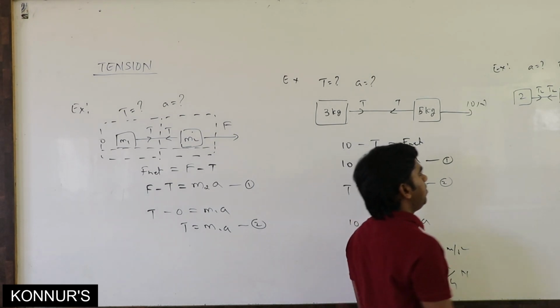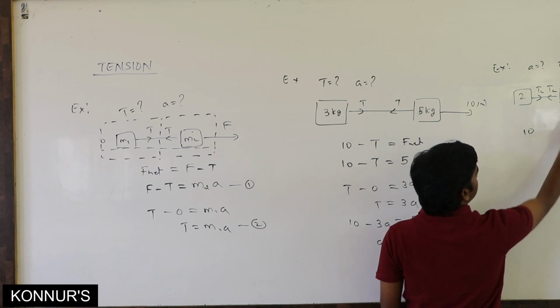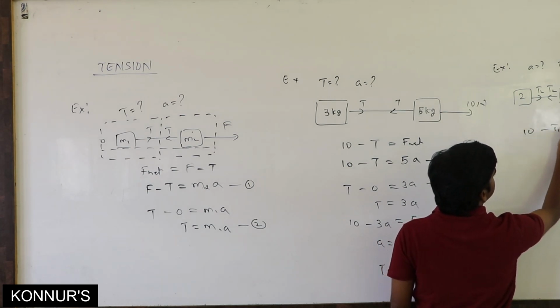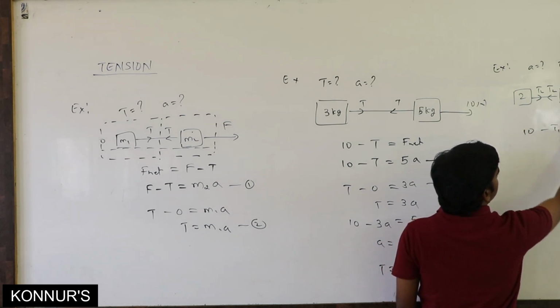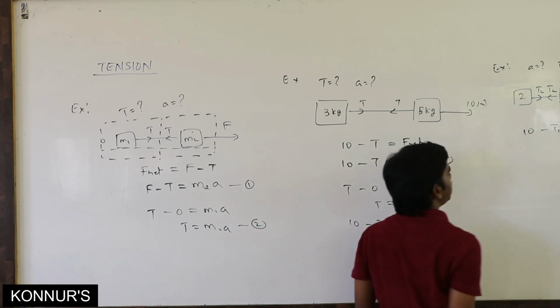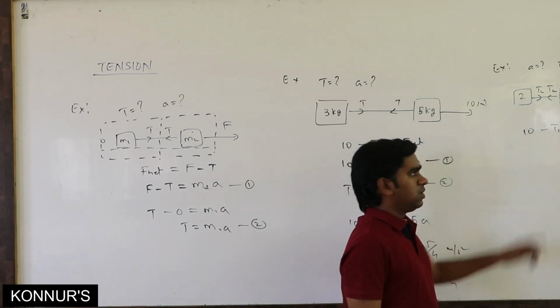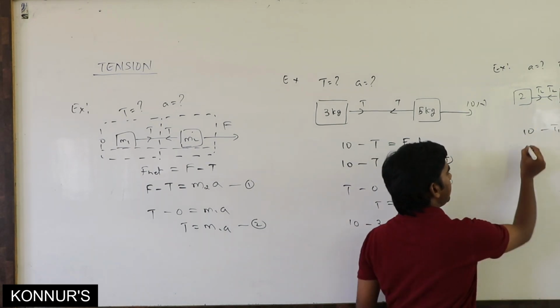So apply net force on this one. What is the net force on this one? Forward force is 10. What is the backward force? Minus T1 equals 5a, mass into acceleration. You got an equation. Apply net force on the 3 kg mass. So what is the forward force? T1 is there.